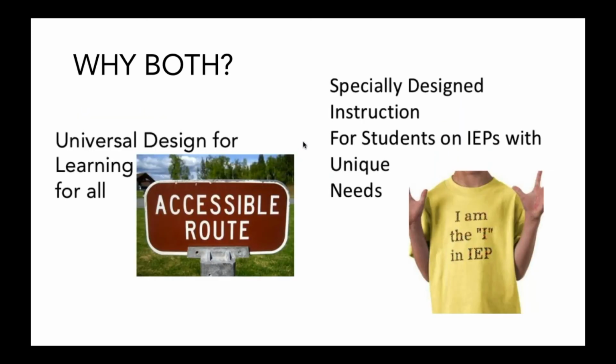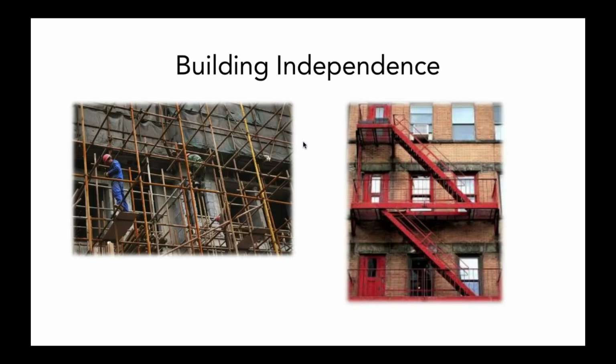All right. So let's talk a little bit about why we need both. Universal Design for Learning is for all students, all learners, and it provides that accessible route to learning. So Universal Design is for all. Did you say all learners, Barb? I did, absolutely, every single learner. And then specially designed instruction is for those students on IEPs that have those unique needs that need to be met. So that's why we need both. The goal of both Universal Design for Learning and Specially Designed Instruction is for learners to become independent, empowered, and successful. Let me say that again.